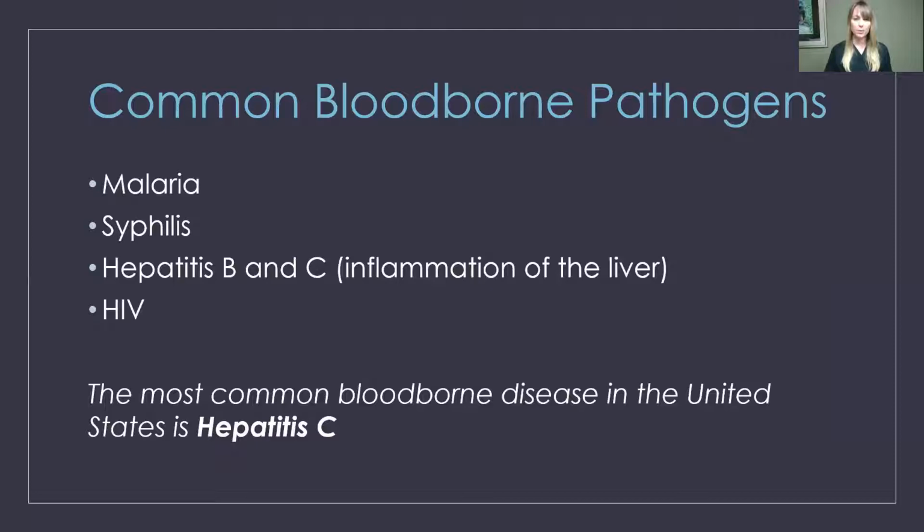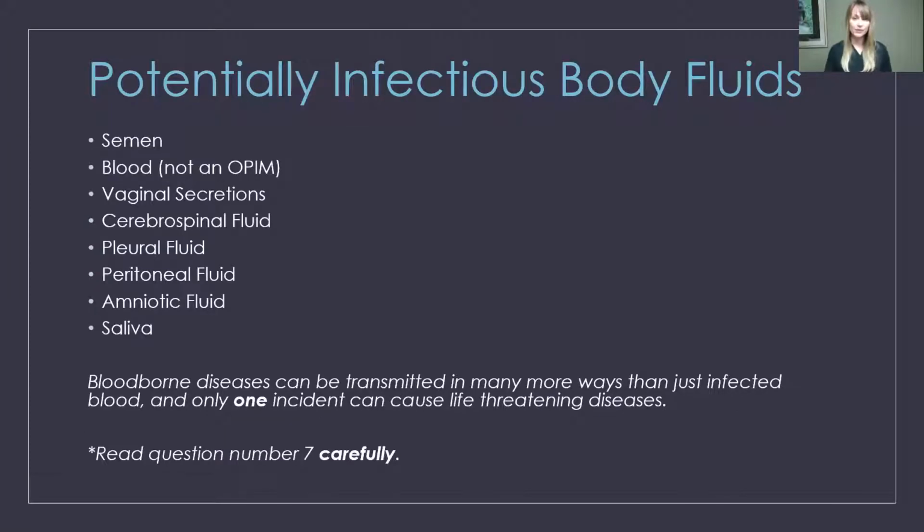So common bloodborne pathogens: malaria, syphilis, hepatitis B and C, which is an inflammation of the liver, and HIV. The most common bloodborne pathogen in the United States is hepatitis C. So some potentially infectious body fluids are semen, blood, which is not an OPIM, vaginal secretion, cerebrospinal fluid, pleural fluid, peritoneal fluid, amniotic fluid, and saliva.